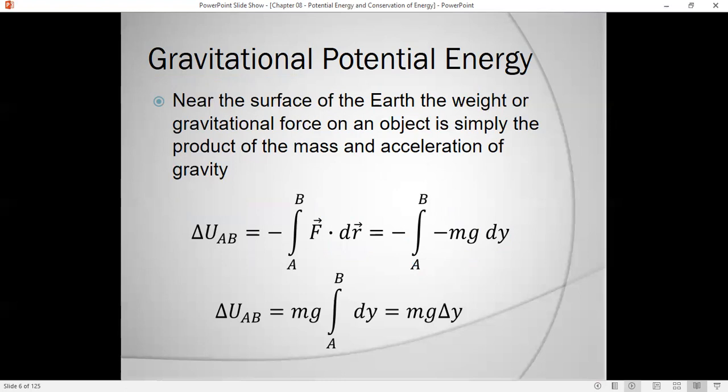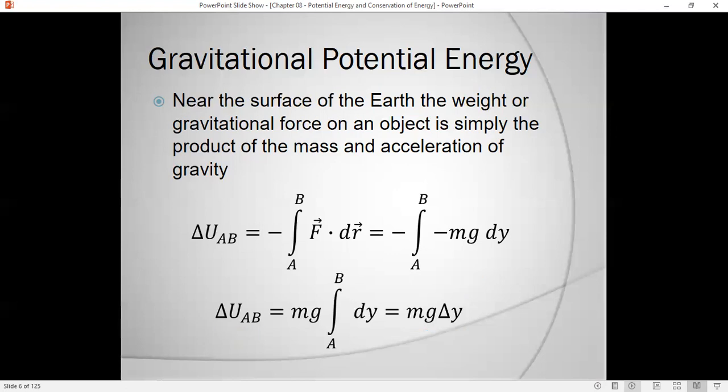And again, for those of you who've done any calculus, that's a pretty easy integral to do. My iPad's a little slow today. But in any case, when we take the integral of dy, that just becomes the difference in y. So basically, it becomes the height at position B minus the height at position A. Okay, so there is our equation for the change in potential energy due to gravity near the surface of the Earth. It's just mg delta y. Sometimes we'll write delta y as h, but it's just mg delta y.